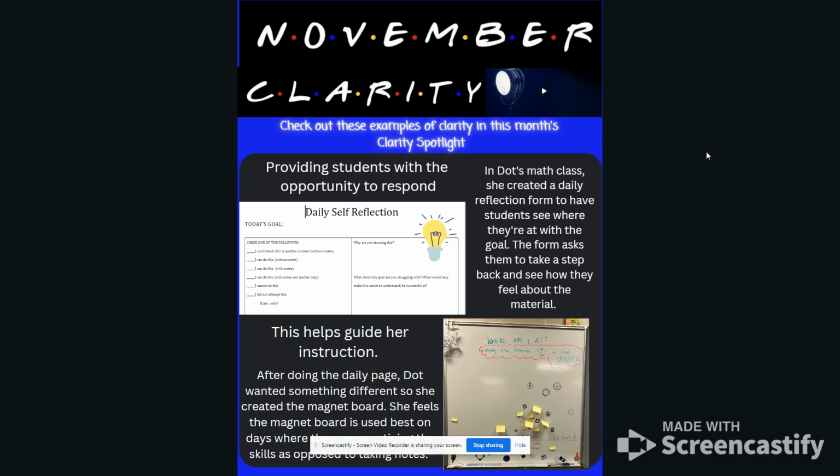She feels that the magnet board is used best on days where they've been practicing the skills as opposed to days where they're just taking notes. She says the students really respond well to the magnet board, and it is a quicker way to gauge where the students are at. So thank you, Dot, for these two great examples of providing students with the opportunity to respond. It's an excellent way of gaining clarity, sharing clarity by co-constructing the success criteria, and then having students kind of self-assess where they're at.